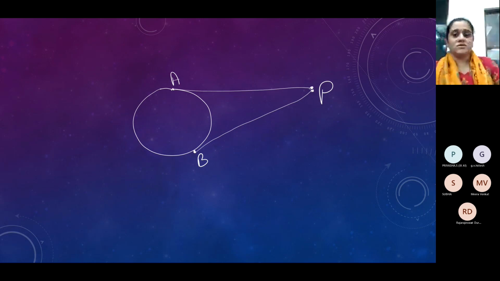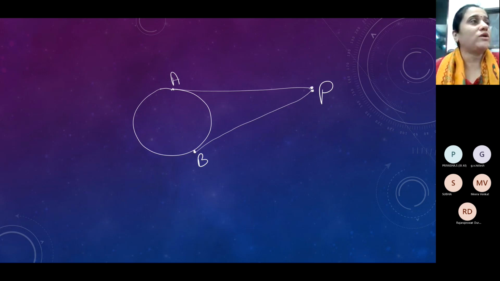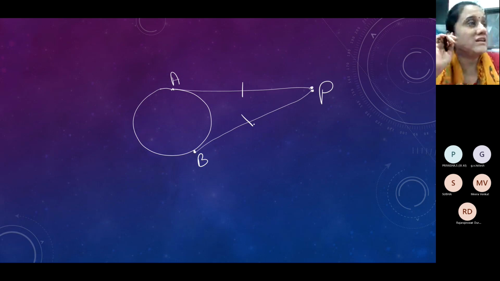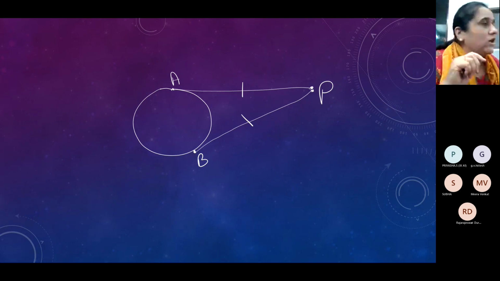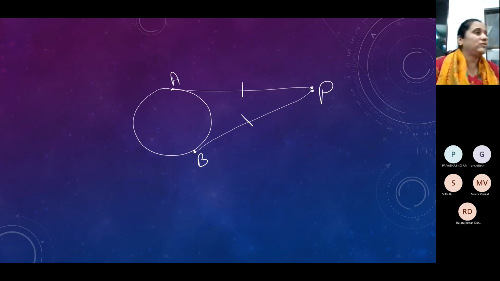All right. So what have we learned? That the tangents drawn from an external point of the circle are equal. We know how to prove this by congruency.